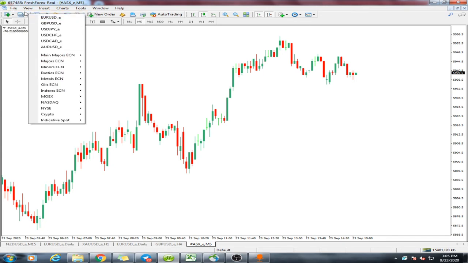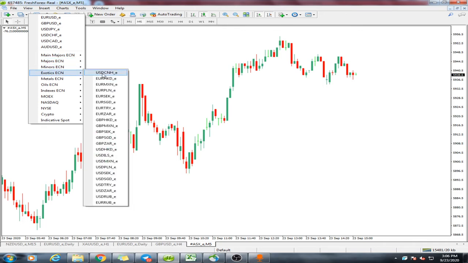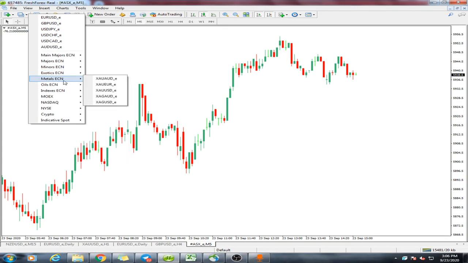So under the chart, you'll be able to see all the charts which the broker provides. There's GBP USD, and then there's the categories. We have the main charts, main majors, which fall under the ECN account. The GBP USD, Euro USD, then we have major ECNs. Then we have minor, then exotics. These are all the exotics which you'll find with FreshForex. And then we also have metals. Here we have around 1, 2, 3, 4, 5. And then we have oils.